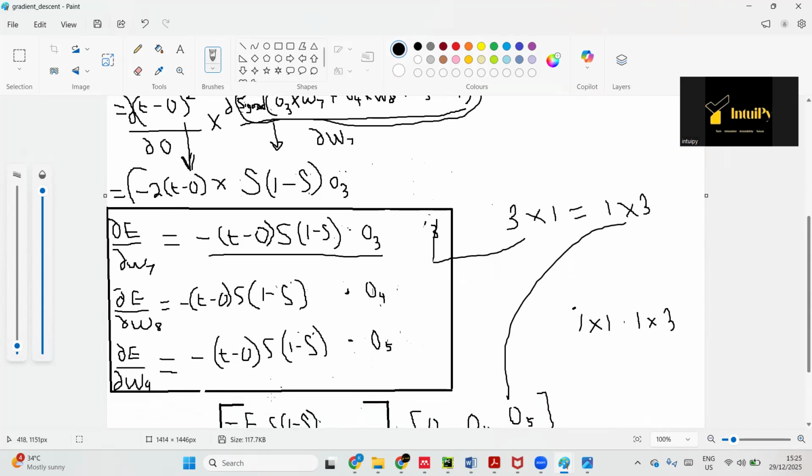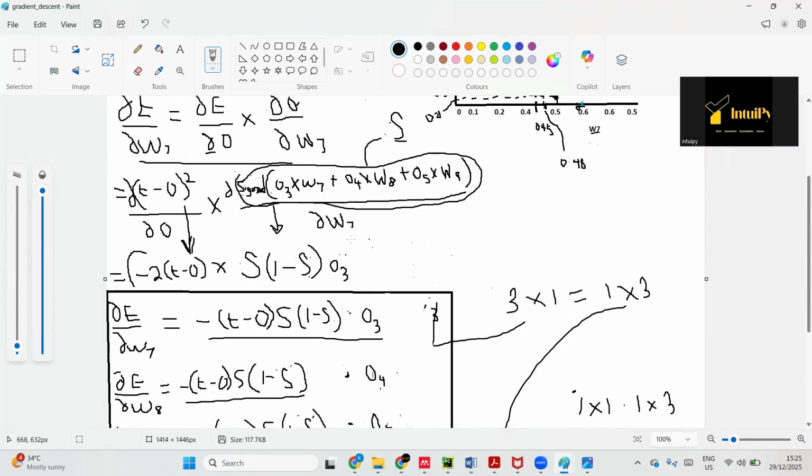Same as if we would also like to adjust W8 such that the error is reduced, we'd also have to use this. You can see the same thing, but here I can see O4. If we were to differentiate this, so imagine we had 8 here, and differentiate what you have inside with respect to W8, we're left with O4. That's why you have it here.